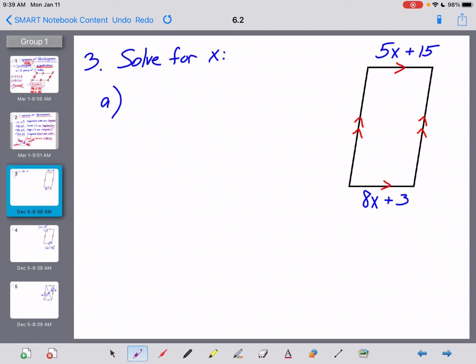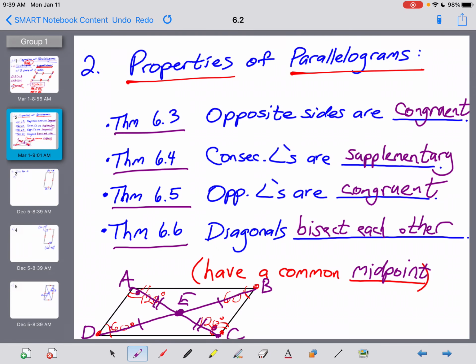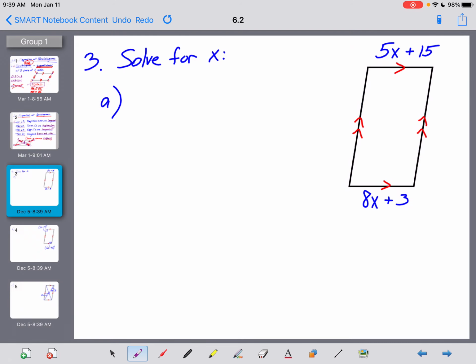And the 5x plus 15 on the top and the 8x plus 3 on the bottom are opposite sides within a parallelogram. So I go back to my list of properties and I see the one that deals with opposite sides right here as theorem 6.3. Opposite sides in a parallelogram are congruent. And as has been the case all year, congruent means having equal measures.